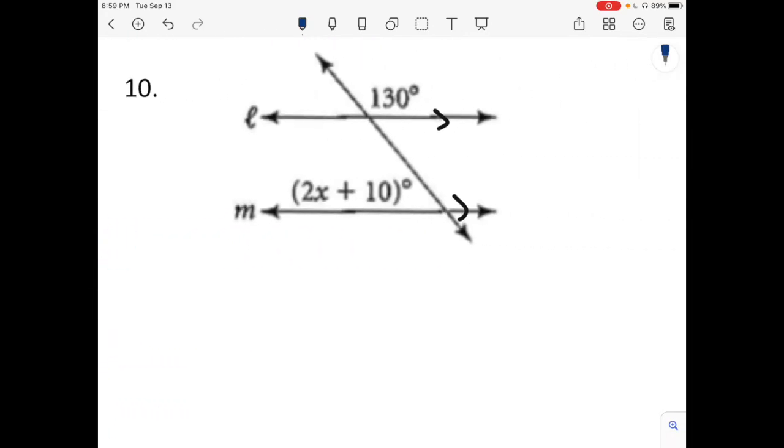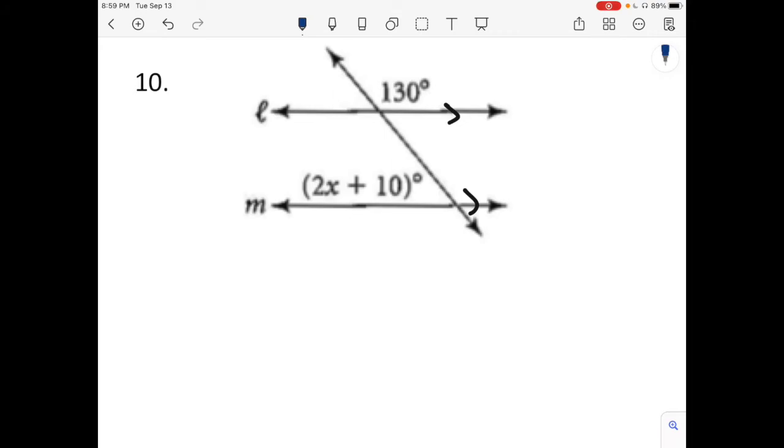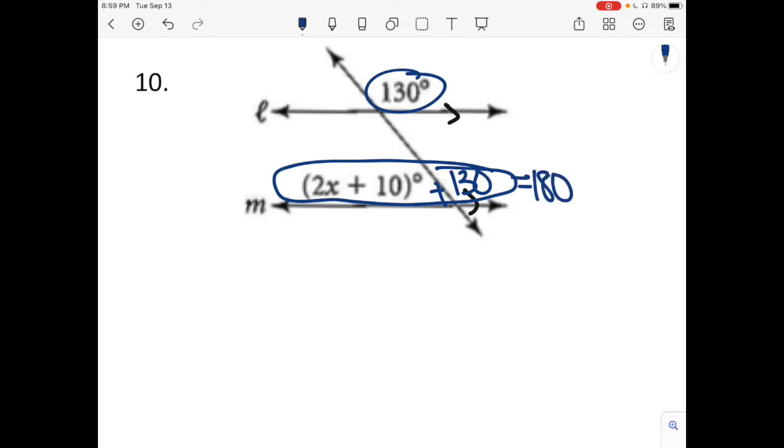All right, number 10. We've got parallel lines, and then this is on the outside, and this is on the inside. So that's an issue because I'm not following interior stuff, and it's also not corresponding because they're at different locations at their intersections. So then the next conversation is, can I copy and paste some stuff to get closer? So I can take this 130 and put it here because those are corresponding. And then I've got a relationship right here because these should add to 180 because it's a straight line.